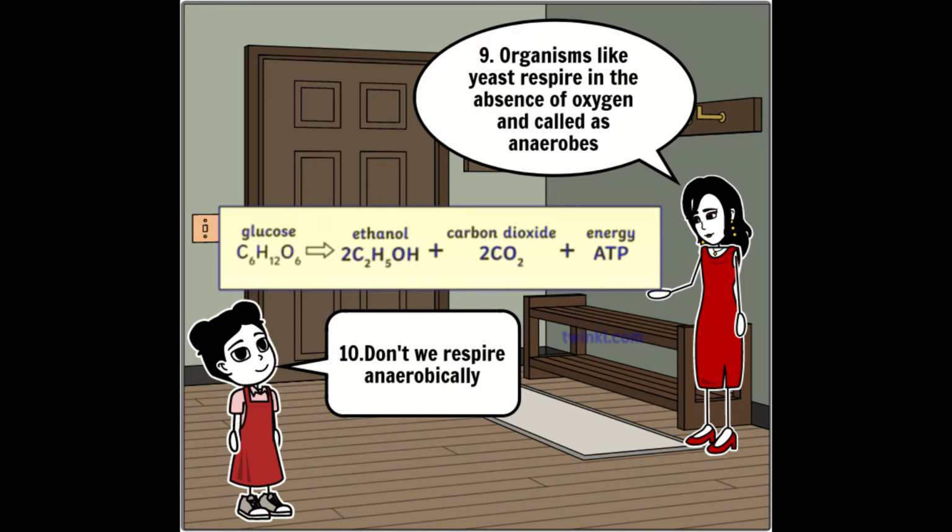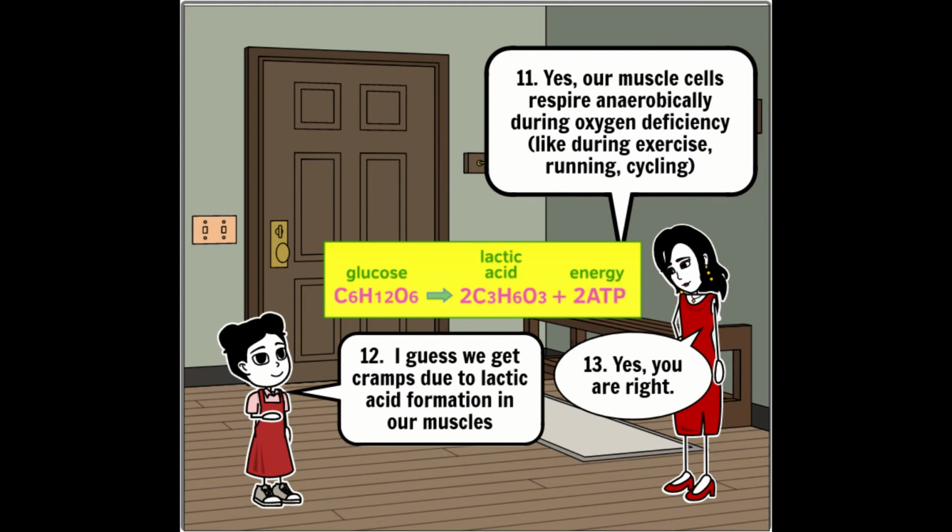Alcoholic fermentation is carried out by yeast, which is a unicellular fungus, and by certain plant cells. Lactic acid fermentation is carried out by certain bacteria that make milk sour. Human cells too, under conditions of insufficient oxygen, use lactic acid fermentation to produce energy. The lactic acid built up causes fatigue and muscle cramps after heavy exercise.